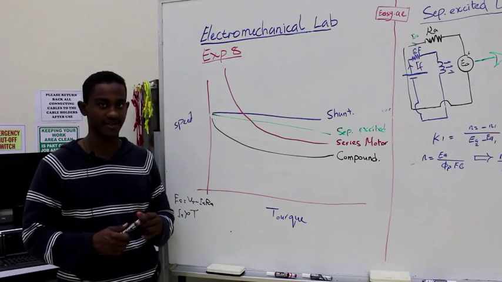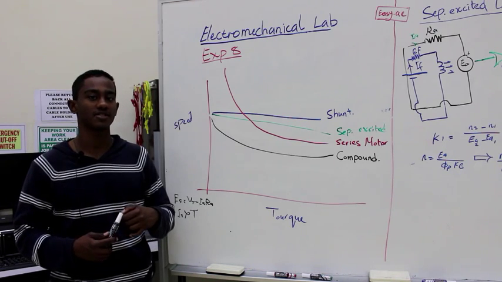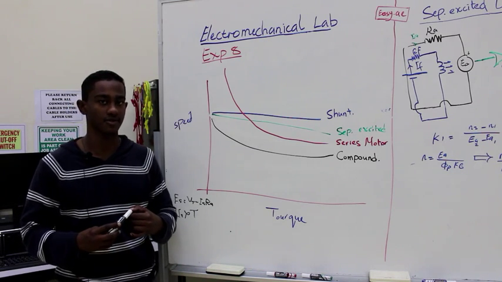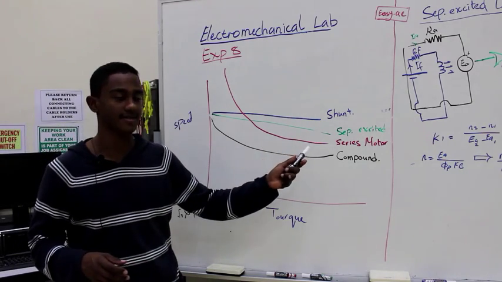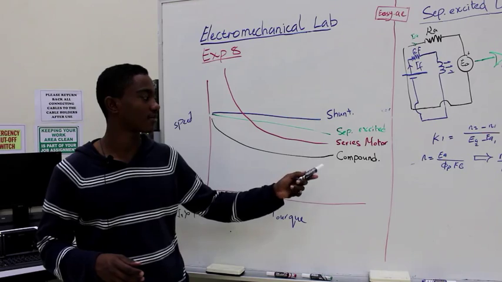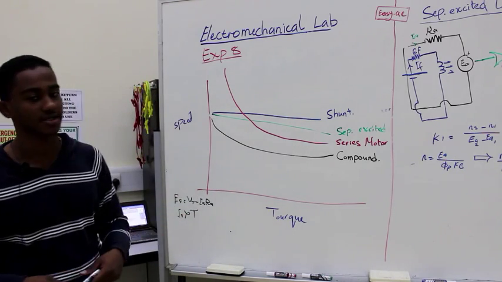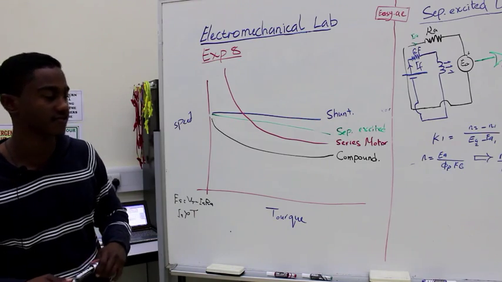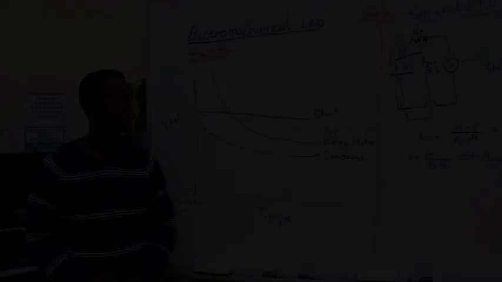Today we're going to explain experiment number 8 of Electromechanical Lab, which talks about 4 different types of DC motors. In this experiment we're going to talk about the shunt motor, the separately excited motor, the series motor and the compound motor. Generally we're going to talk about the speed versus torque characteristics for every motor. I'm going to talk about other characteristics as well.